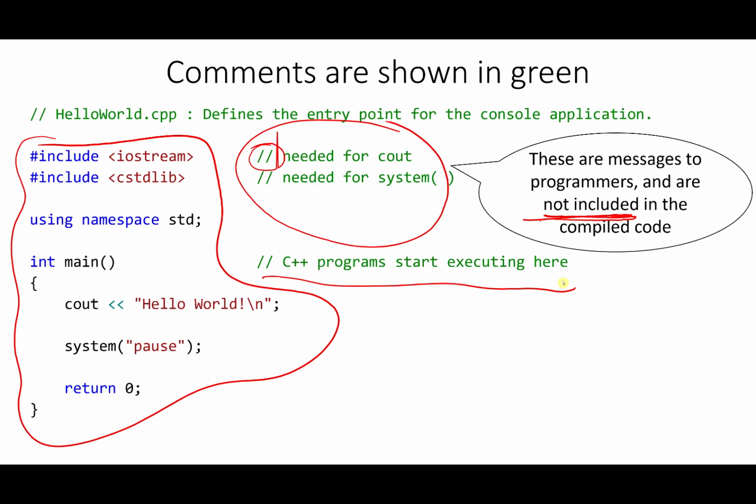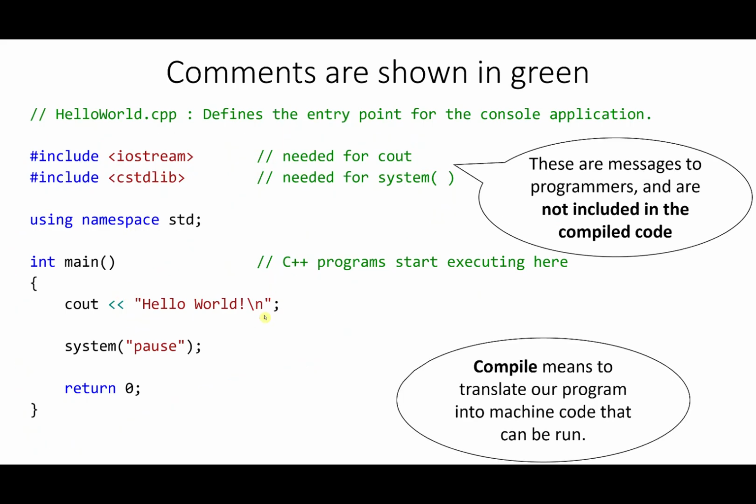So why do we have them? Because we want to explain something. When I open my code again, or if I give it to someone else to use, they're going to understand what that line of code means. This line of code says, why do I include iostream? Because it's needed for the cout. Cout is going to be in here, which is sending those characters to the console. Compile means to translate our program, our source code, into machine code, or as I said, to be accurate, into an object code, not a machine code. But for simplicity, we use the language of machine code.